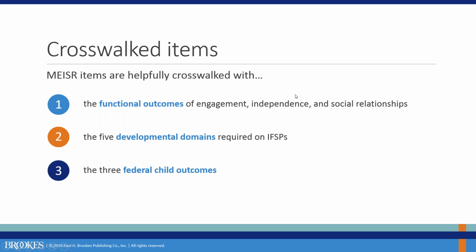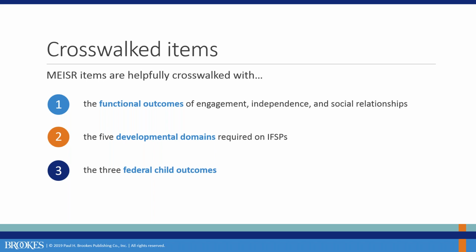So the embedded crosswalking is another part of the MEISR that adds to its value and certainly its uniqueness. For each of the items included in the MEISR, they're crosswalked or cross-referenced in different ways, as noted here on the slide. They're crosswalked by engagement, independence, and social relationships, which is bedrock to the MEISR and core to children's learning. They're also crosswalked by the 5 developmental domains that we've all come to know so very well, and the 3 child outcomes that programs are required to report on as part of the federal reporting requirements. Additionally, though it's not included here on the slide, the functional items on the MEISR include age expectations for when the skill or ability generally comes in.